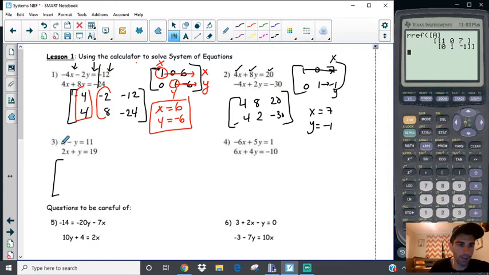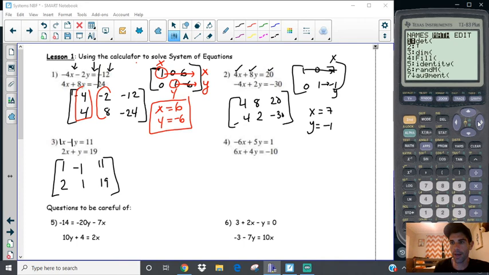Okay, so now I don't see a constant. Remember, there's always a 1 there if there's not a number in front. So here's the matrix. I need to get into my calculator. Go to the matrix, right arrow to edit, 2 by 3, 1, -1, and 11, 2, 1, 19.